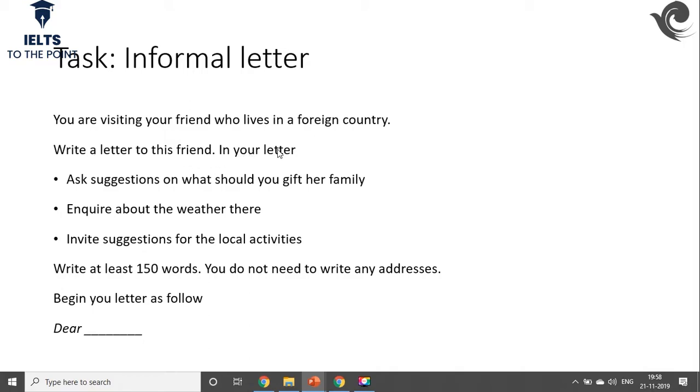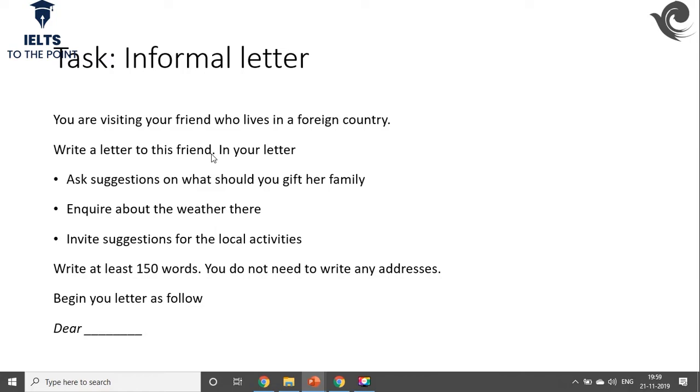You are visiting your friend who lives in a foreign country. Write a letter to this friend. In your letter, ask suggestions on what should you gift her family, inquire about the weather there, invite suggestions for the local activities. Write at least 150 words. You do not need to write any addresses. Begin your letter as follows: Dear blank.